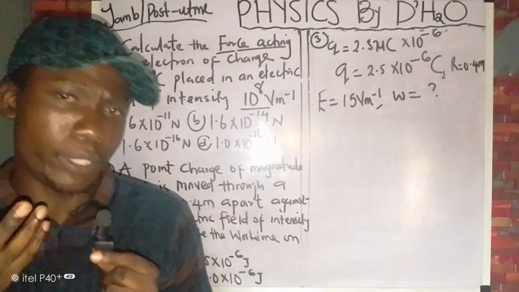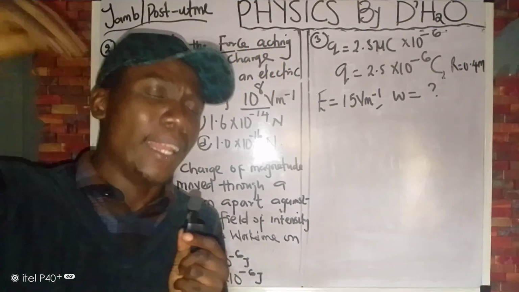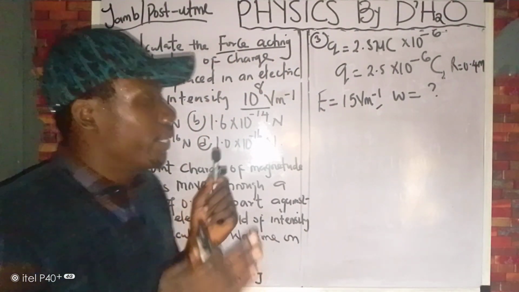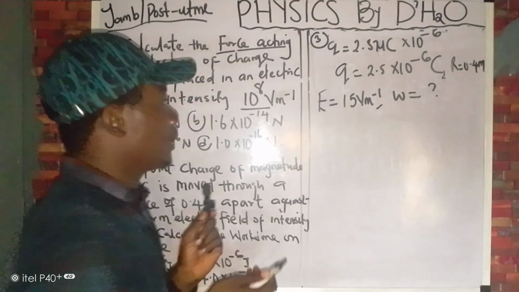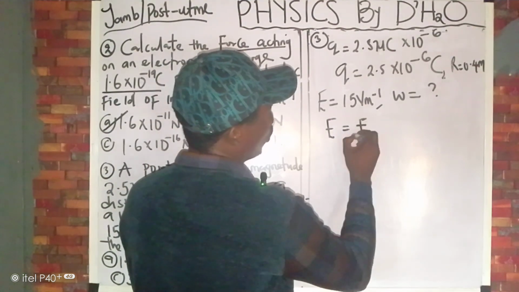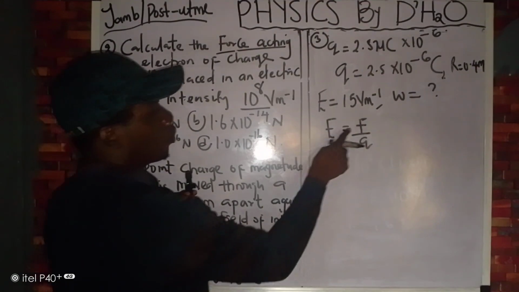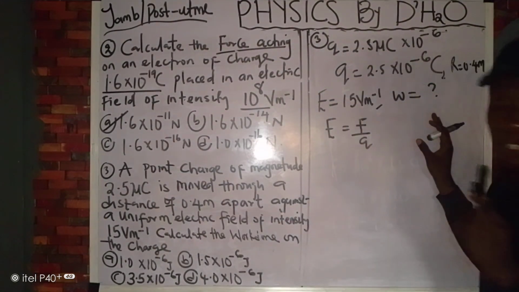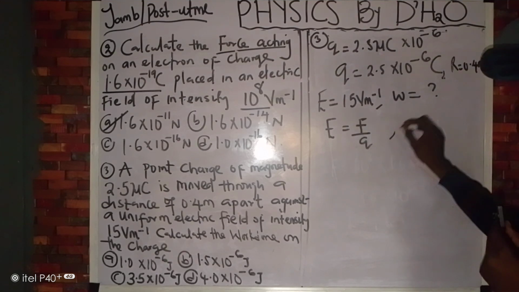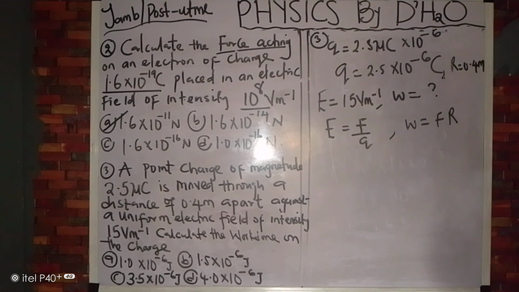This question looks like a combination of electric potential, which is V, that has to do with work done, and electric field intensity itself. So what do we do? Very simple. Let's bring both of them together. We have electric field intensity is equal to force over charge. Are you seeing now? Electric field intensity is force over charge. What are we looking for? We're looking for the work done. Remember that work done is equal to force times distance.